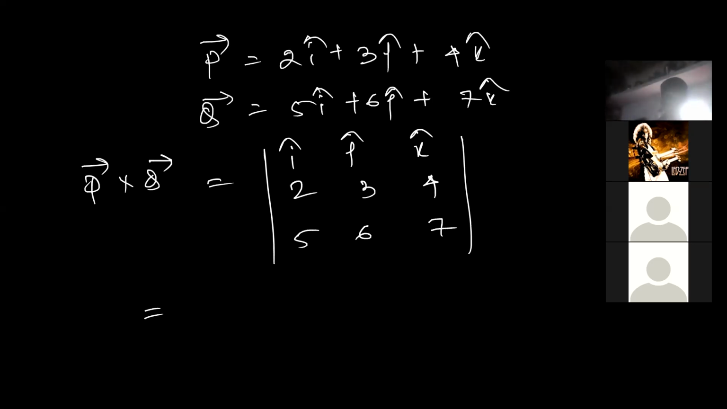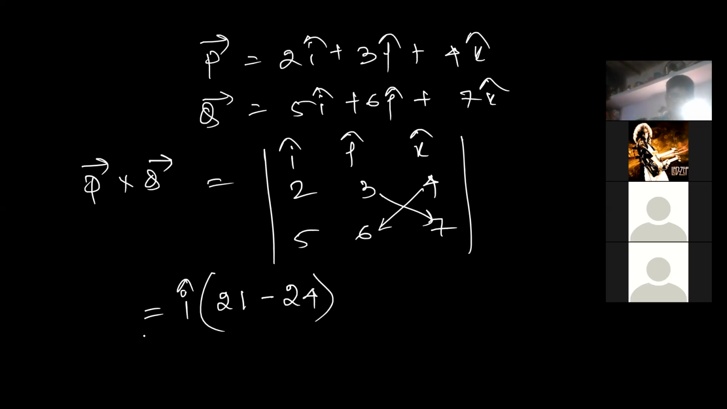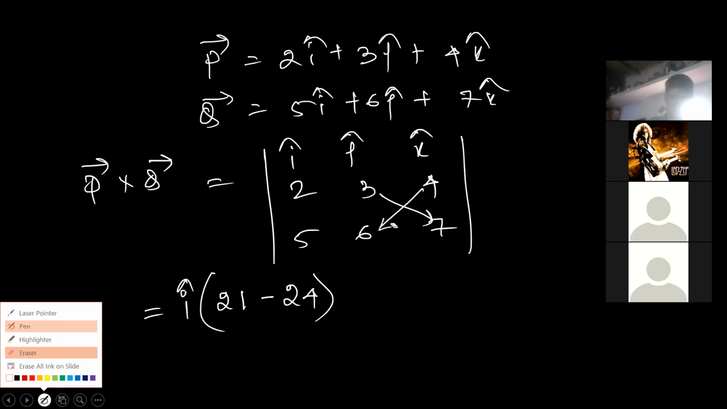Yes, sir. Okay, now we should hide the column. Just use your finger to hide the column of i cap and tell me, i cap should be multiplied with this. Now I have hidden the column of i cap. 3 into 7, 21, minus 4 into 6. 4 sixes are 24. Okay, now i cap is done.